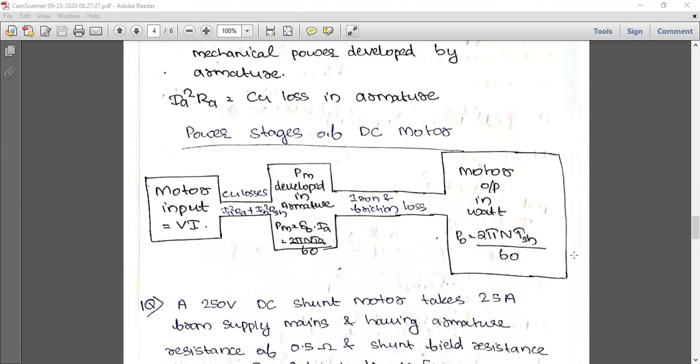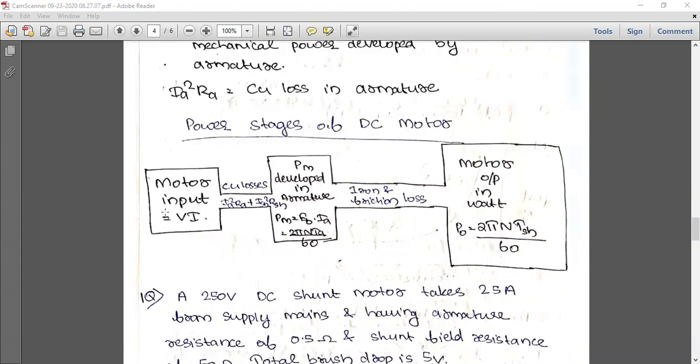From the first class itself, I am telling you, in case of a motor, the input will be electrical. Just for understanding, the input will be voltage and current. So the motor input is voltage into current, VI, the power input. Then, before it reaches the power developed in the armature, we will have copper losses: copper loss for the armature winding as well as the shunt winding. So we should subtract that from the input.